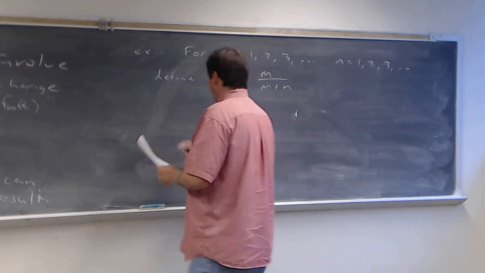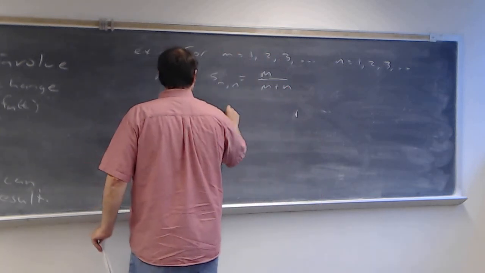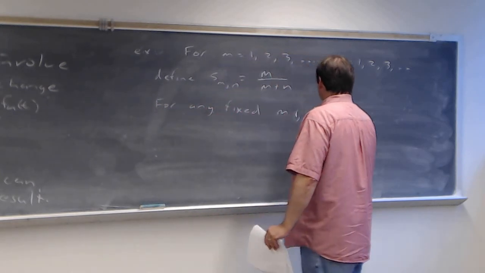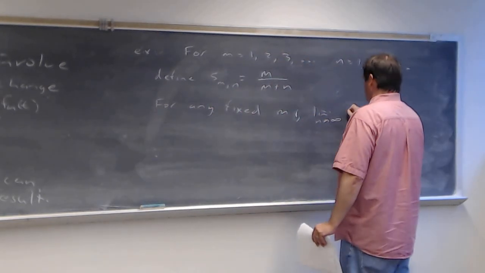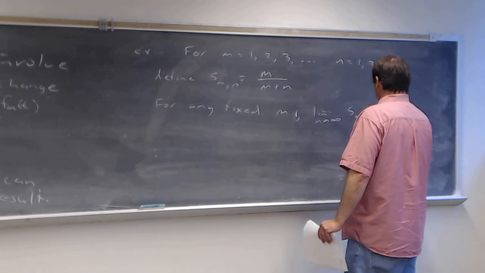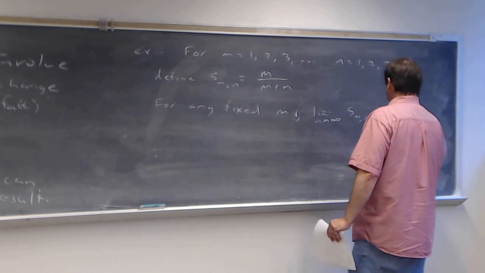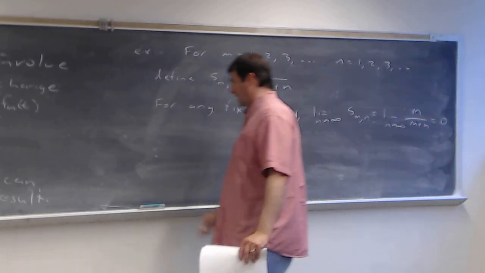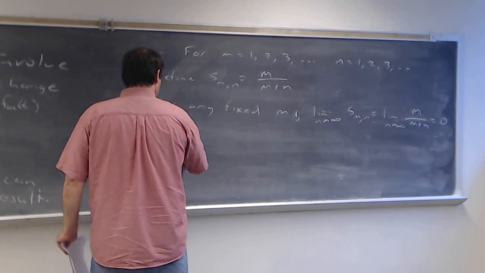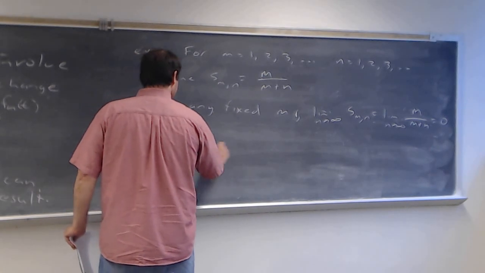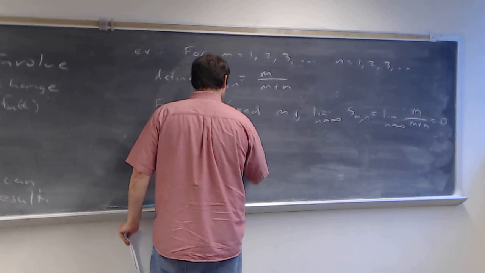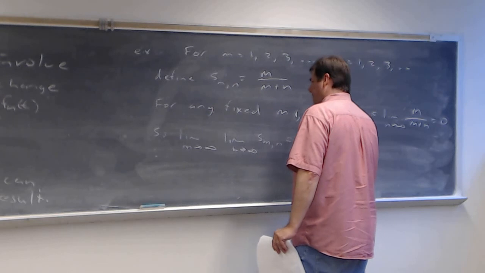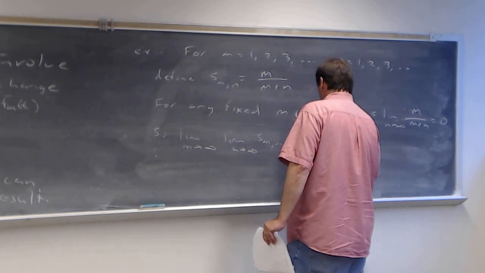Okay? Now, for any fixed m, so if you fix m, then the limit as n goes to infinity of S sub m comma n will be equal to the limit as n goes to infinity of m over m plus n, which equals 0 as n gets really big for a fixed m. And so the limit as m goes to infinity of the limit as n goes to infinity of S sub m comma n will be equal to the limit as m goes to infinity of 0, which equals 0.